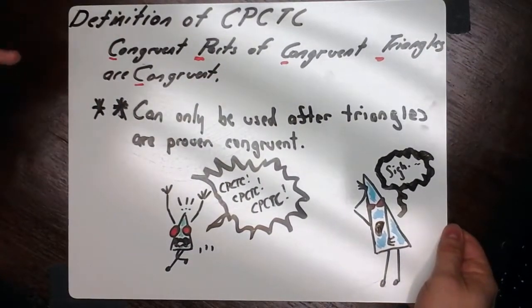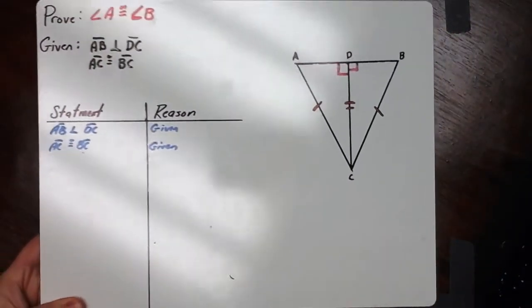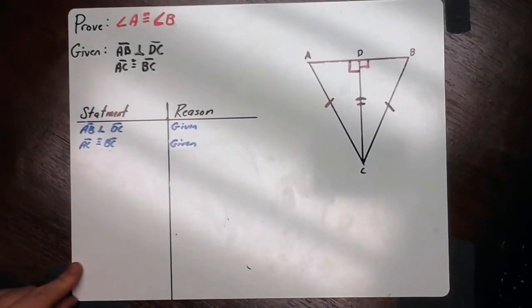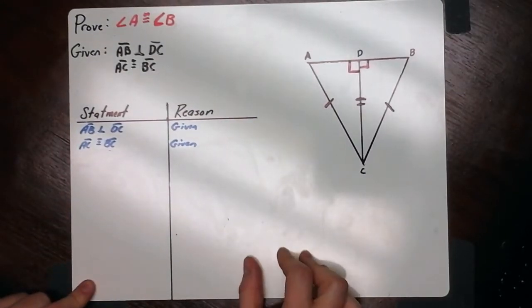I'm harping on that part of this because often students that do not have strong control of proofs start writing CPCTC all over their proof, hoping to get the problem correct. And it couldn't be more wrong.